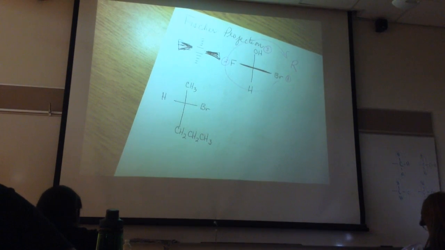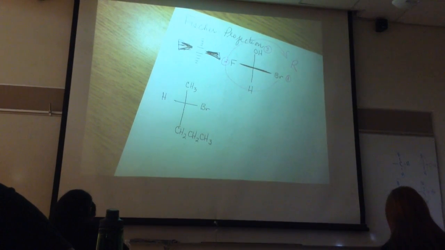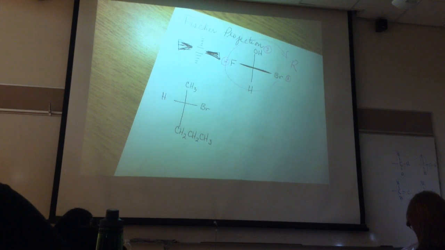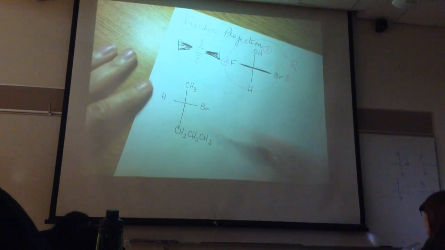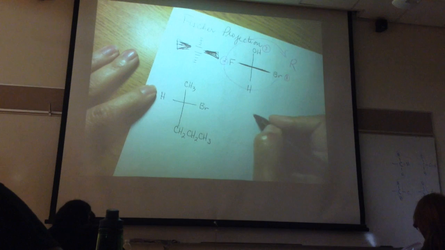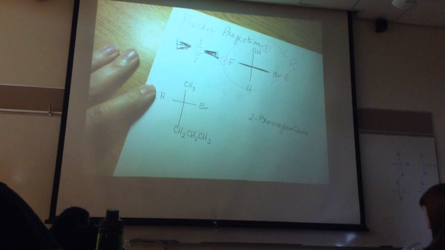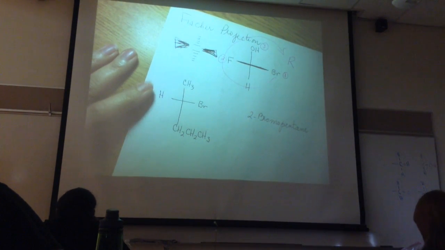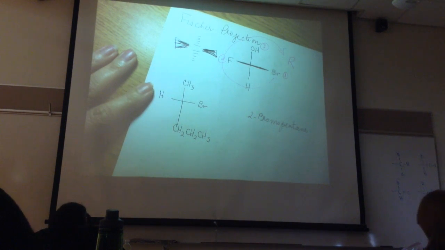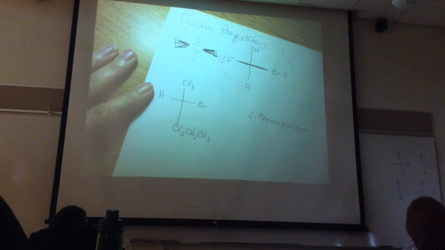If we're naming that compound, what would that name be of the whole compound? 2-bromopentane. I heard 2-bromopentane somewhere. That is correct, not all the points. You said S, she's saying S. Does everybody agree? Yeah?